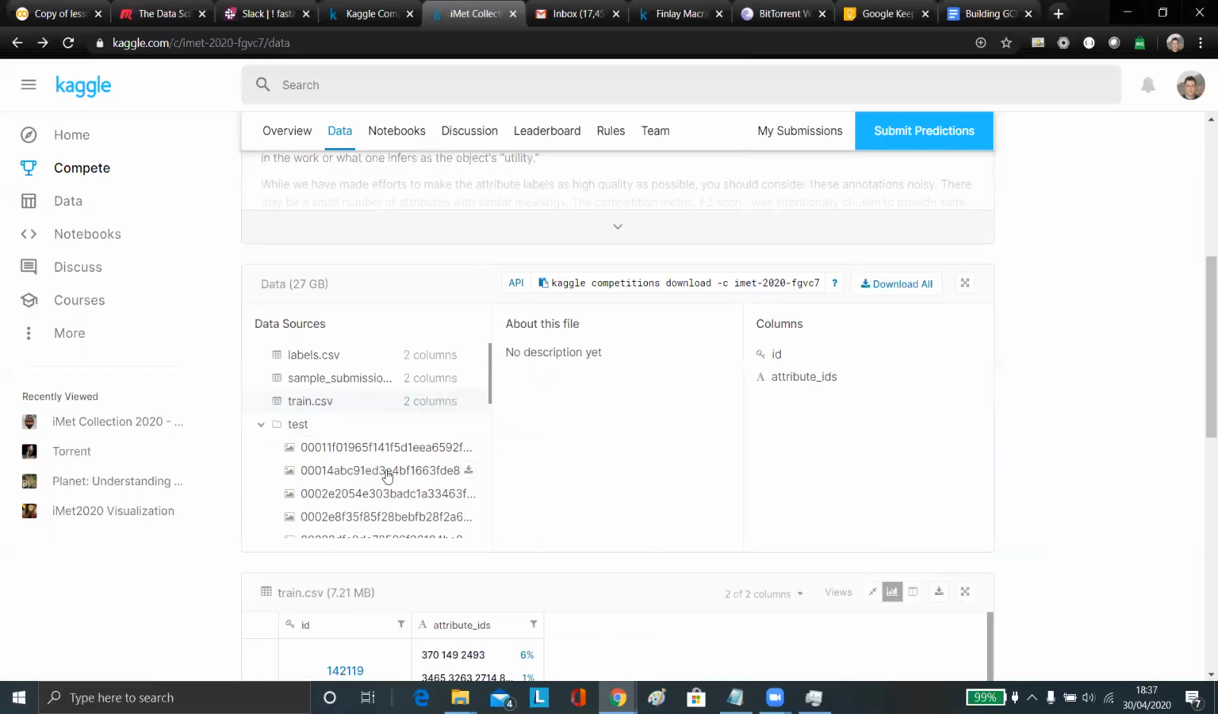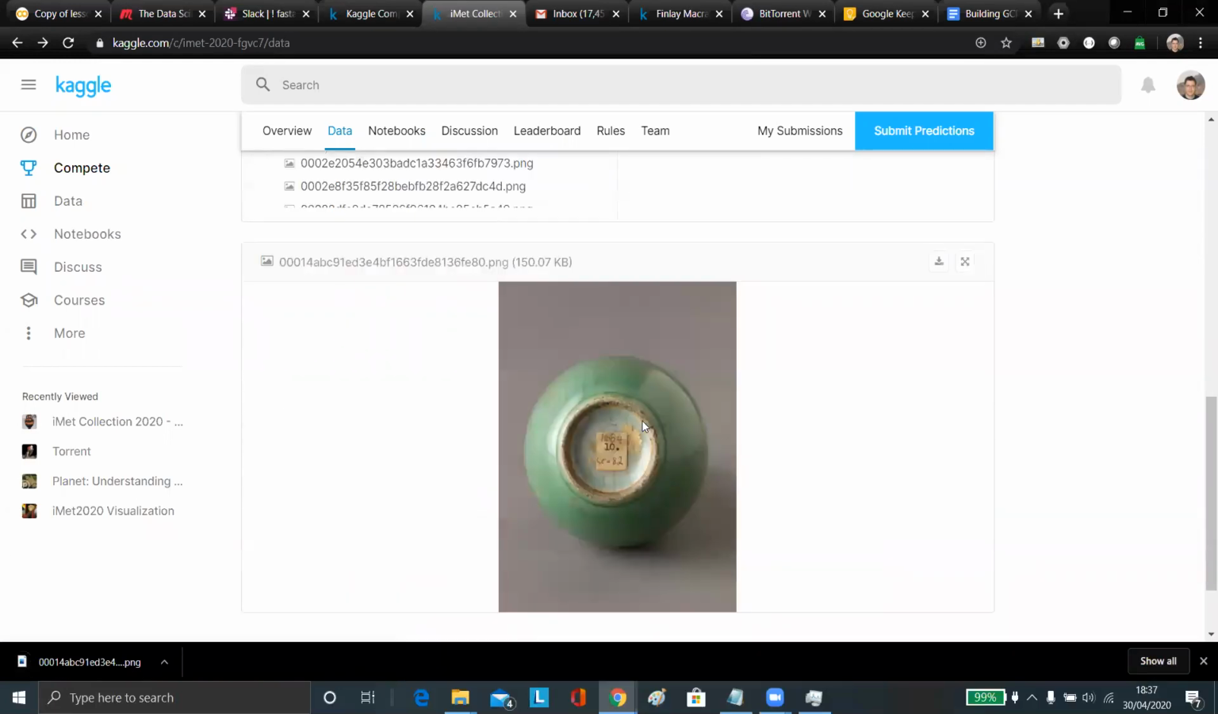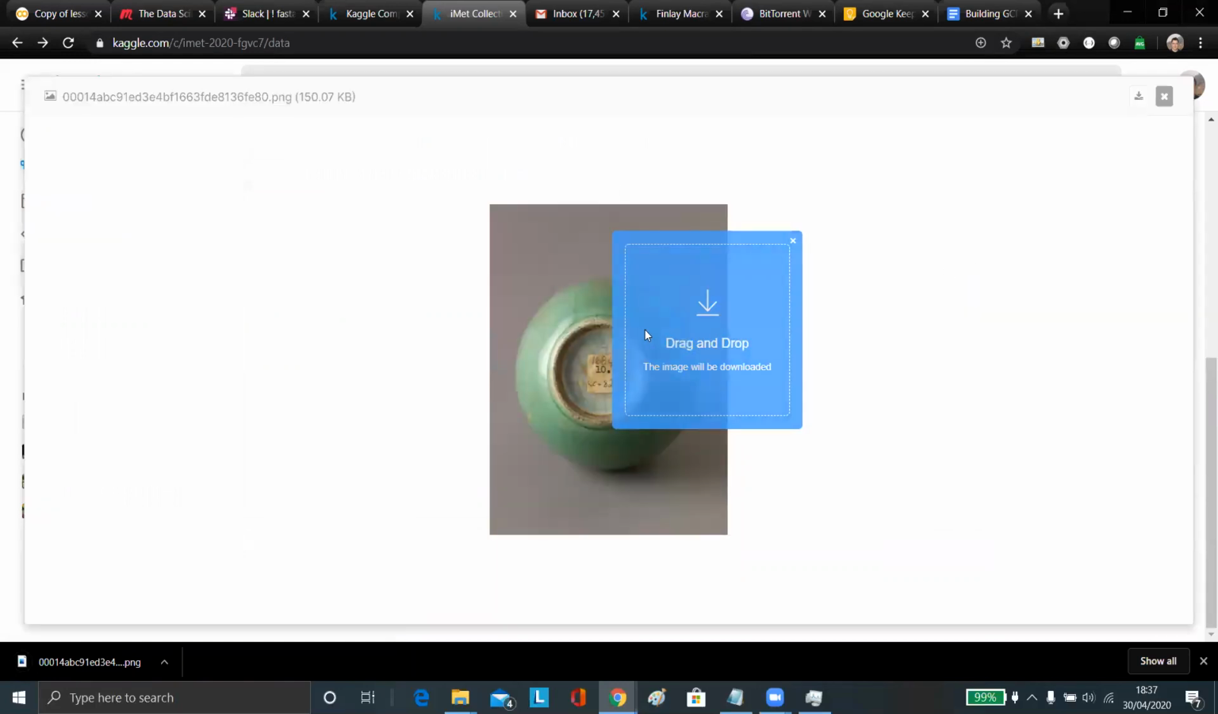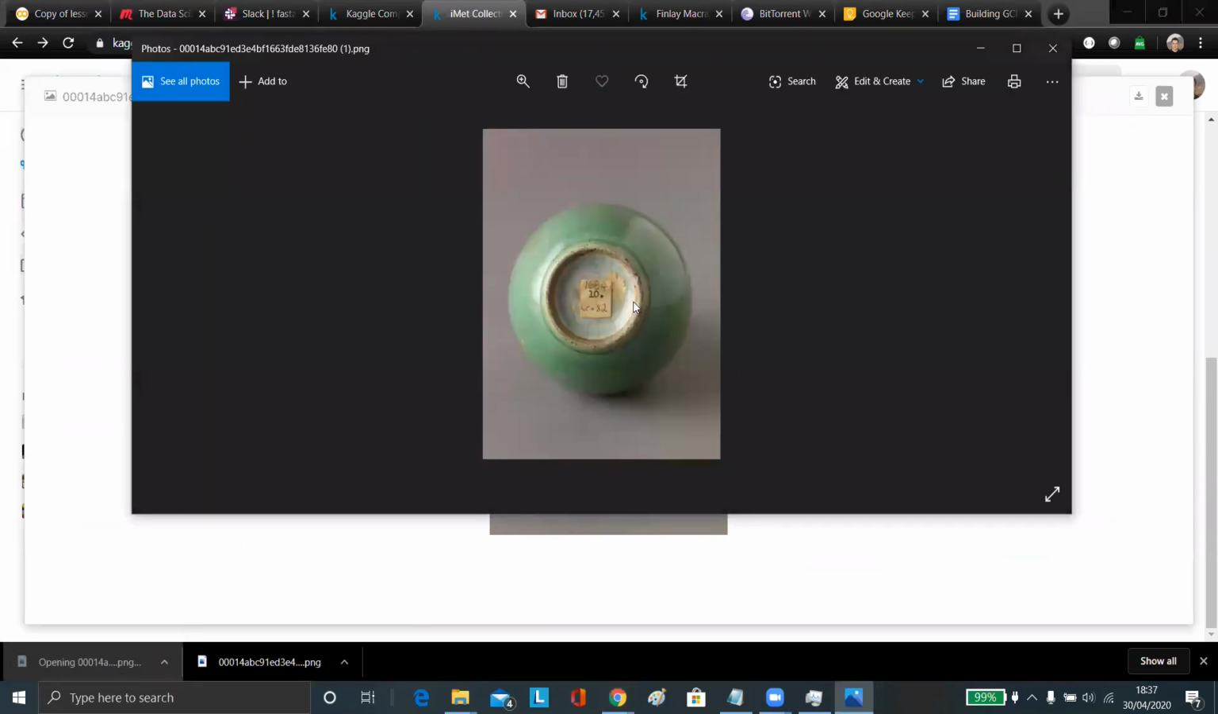So let's download one of these and have a look. Well, the 150 kilobytes, so that's a fairly high resolution. Oh, download, and I'll open it, and we can do a bit of zoom in.